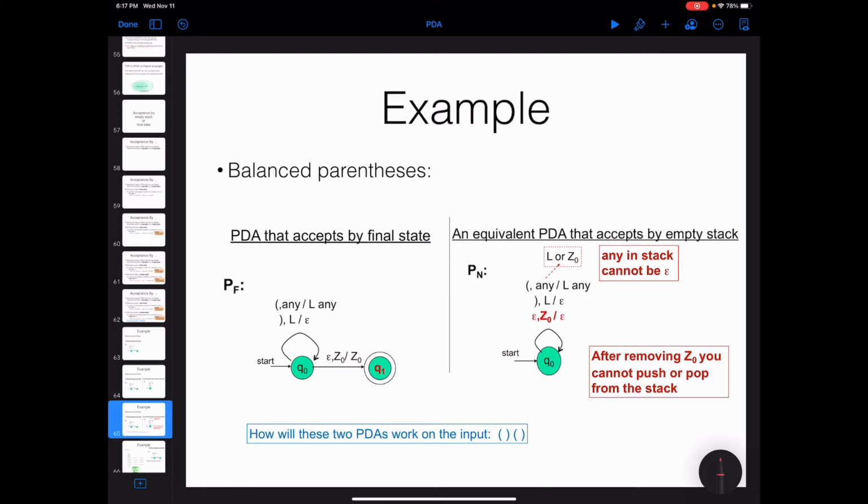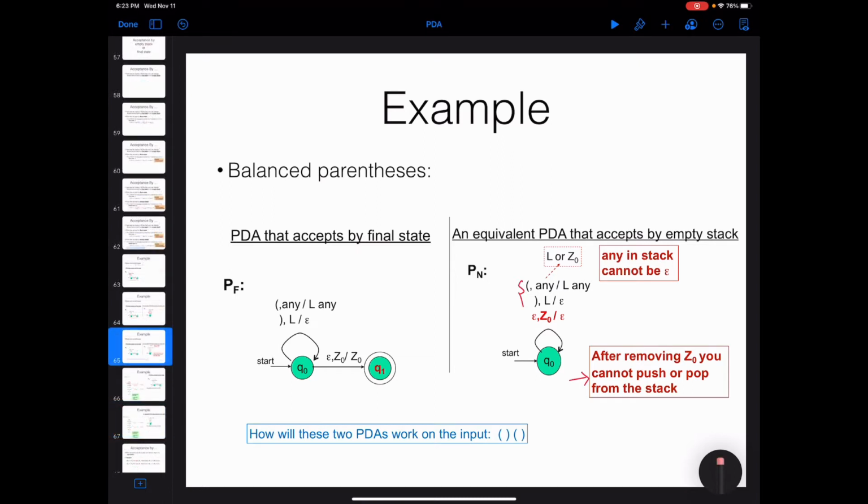Okay, and it is important that you note that after removing Z0, it basically means that we cannot do anything else. There is no transition after you have removed the Z0, because none of these transitions can be done, and you are done. If you remove the Z0, it's just like this is the end of the program. You can't do anything else.